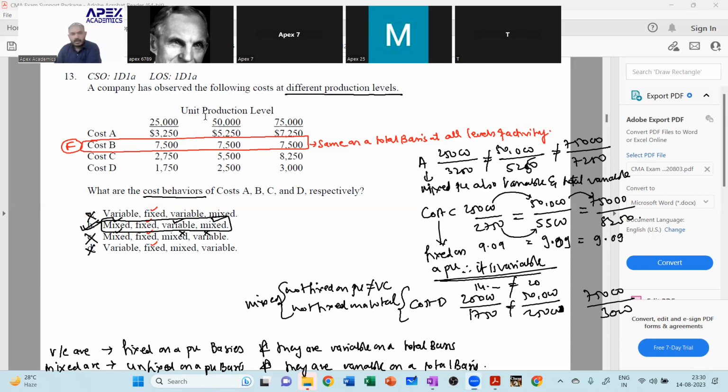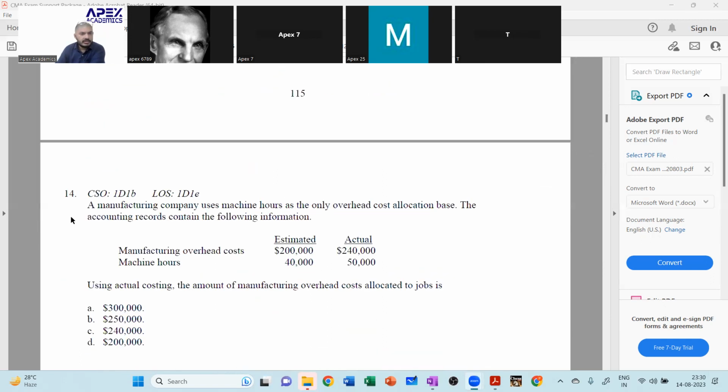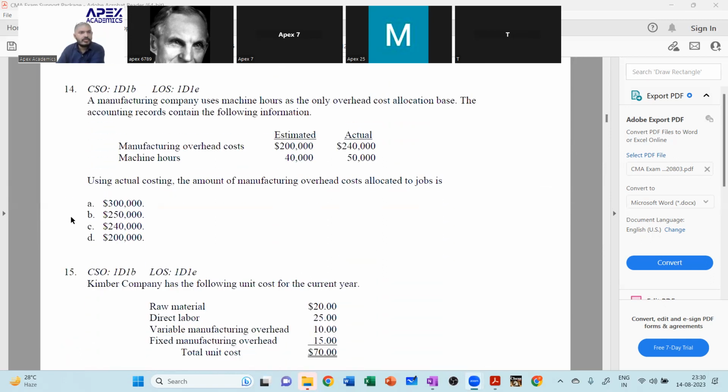Then that was question number 13. Question number 14. Simple question, because now you know what is actual costing, you know what is normal costing, you know what is standard costing. A manufacturing company uses machine hours as the only overhead allocation basis. Now they are using machine hours. Okay, they are not using labor hours.